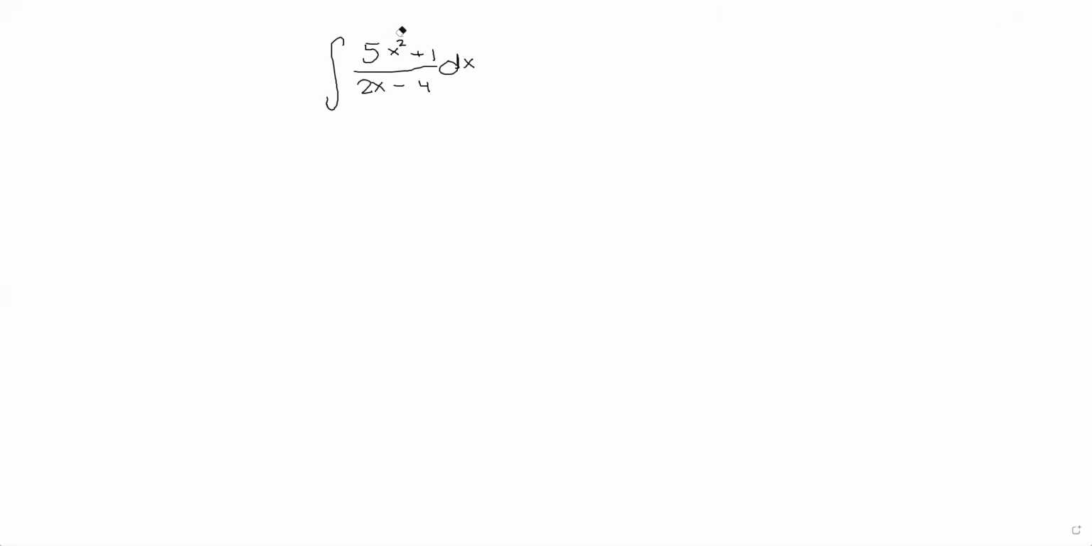So let's go back to what we had before. Something with just a single degree on top. This is an x to the first, and then another single degree on the bottom. So it doesn't really seem like there's a lot we can do with this one.